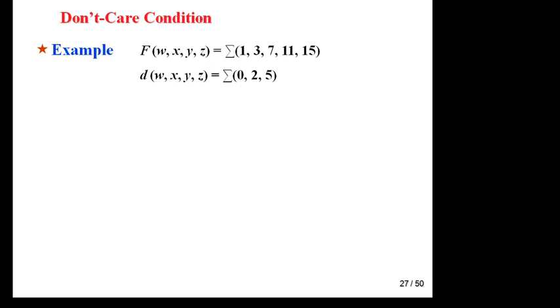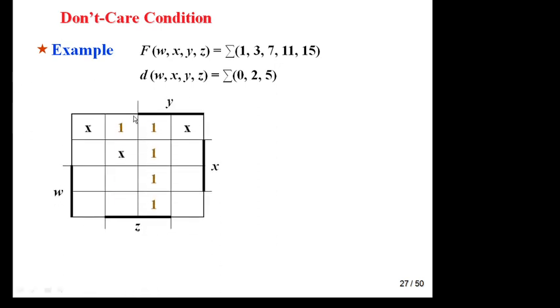Okay, now next, suppose the question is this: 1, 3, 7, 11, 15 are min terms and 0, 2, 5 are don't care terms. Fill in the K-map. Now in this case you can make this quad, and this quad, and 3 quads are possible, but now you have to check whether all 3 quads are EPI or not.